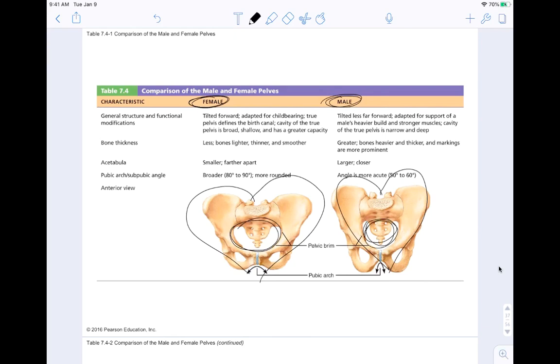So we'll talk about that pubic arch or the subpubic angle here. In females, it's broader and more round. You can see this arch right here is what we're talking about. So it's a much wider angle versus this narrower, shallower angle here, because the hips literally sit further apart in order to allow passage of a child.